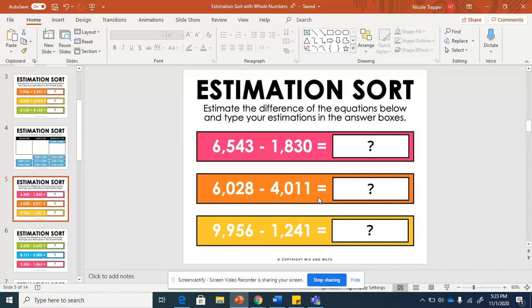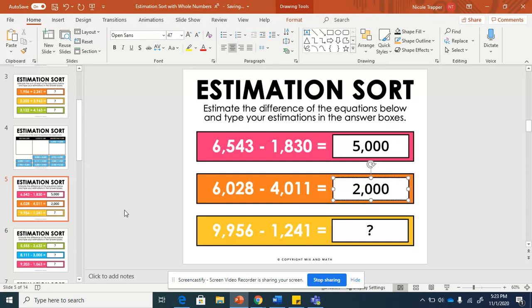minus 1,830, which is about 2,000. So that answer would be 5,000. Next, 6,028 minus 4,011. Both of these would round down because I see a 0 in the hundreds place. So this would be 6,000 minus 4,000, which is 2,000. Lastly, 9,956 would round up to 10,000, and 1,241 would round down to 1,000. So this is saying 10,000 minus 1,000 is 9,000.